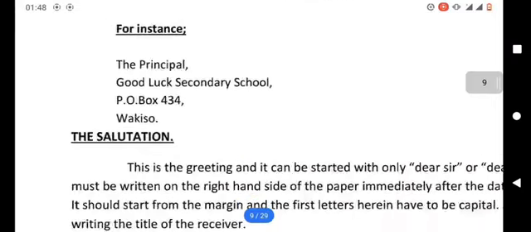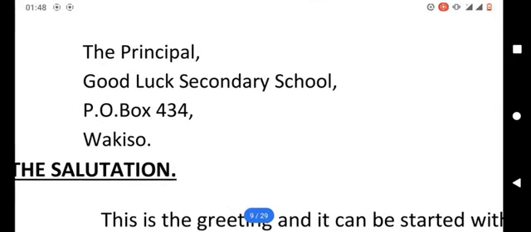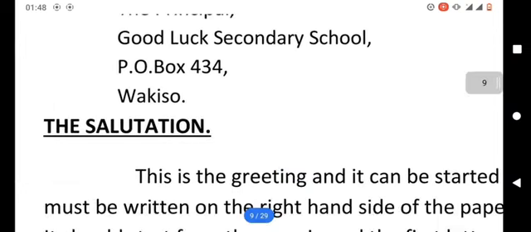For instance, here we are saying you begin with the title of the person or the institution, the title of the person. Then from the title of the person, like for instance here we have the principal, then the name of the institution, organization or company, the name of the institution here, it is Good Luck Secondary School, then the address, then you put a full stop.